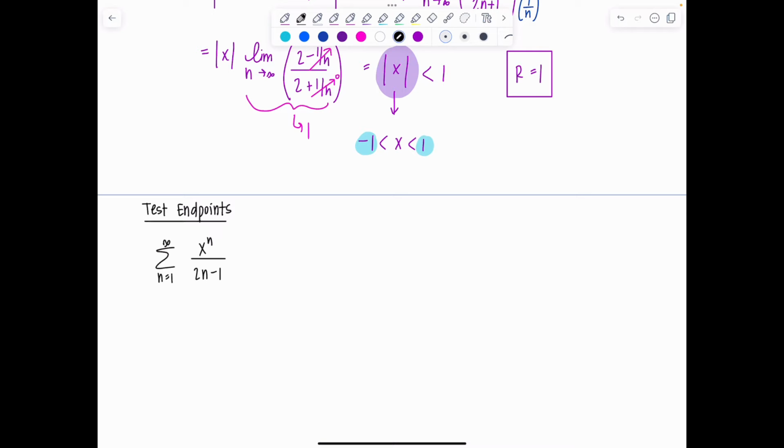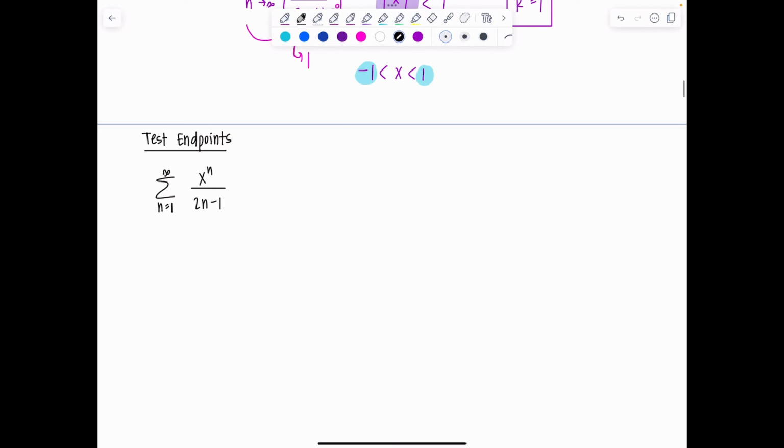The first one I'm going to test is x equals negative 1. So you're literally just going to substitute in x equals negative 1 right here. Let's write out what our new series is going to be. We have the sum, n equals 1 to infinity, negative 1 to the n over 2n minus 1.